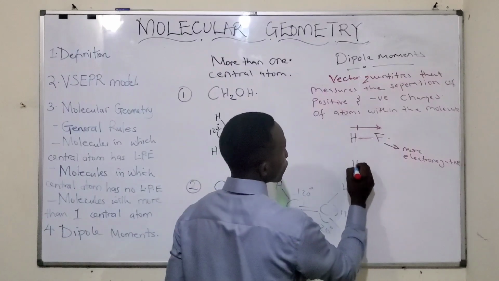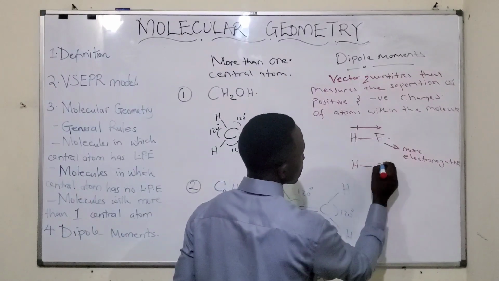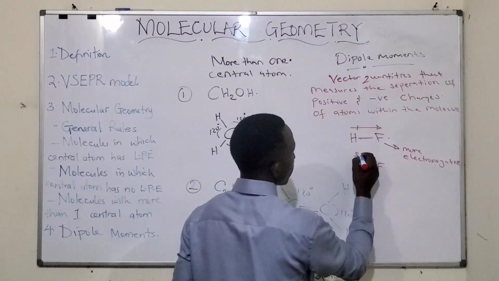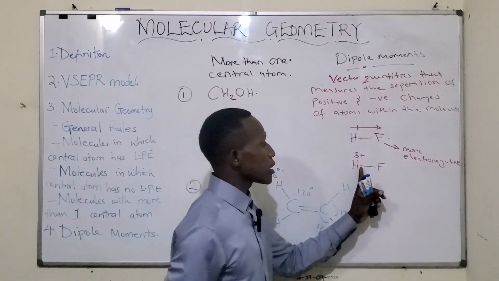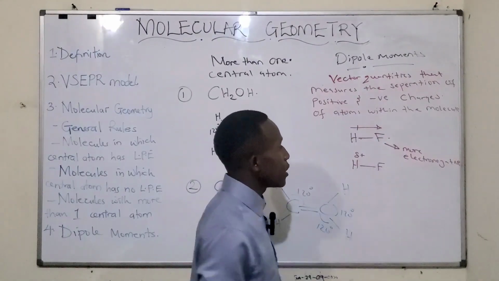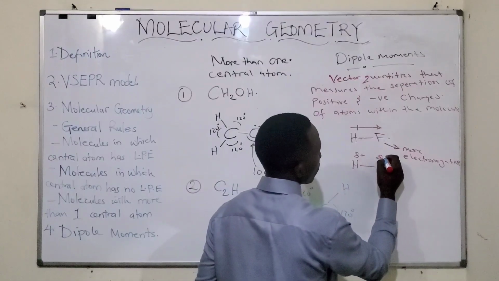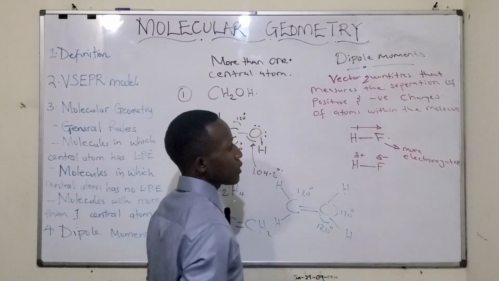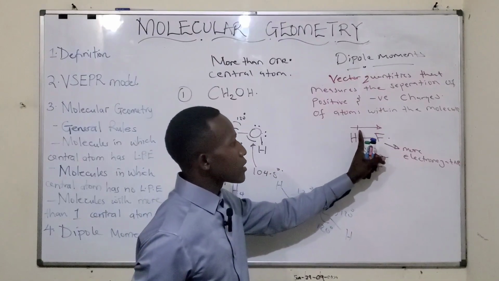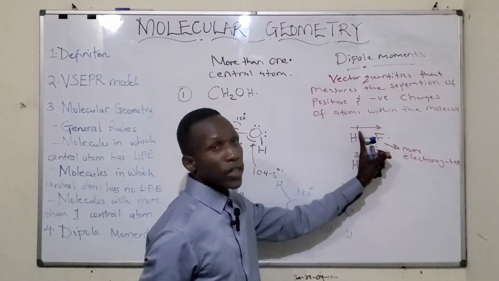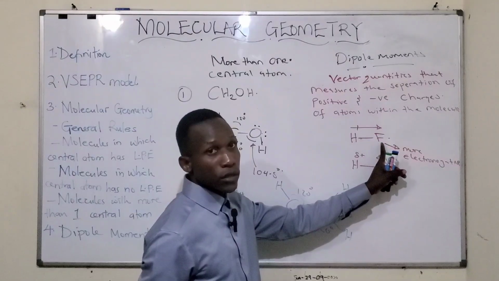So we shall have this hydrogen and fluorine. This one will be represented by a partial positive charge, because it is as if it's losing the electrons to the fluorine. And this one will be partially negative. So we represent the dipole moment as pointing towards the fluorine atom, the more electronegative one.